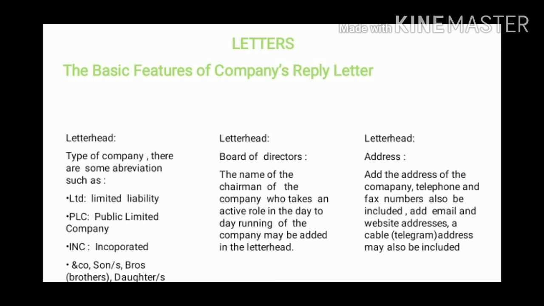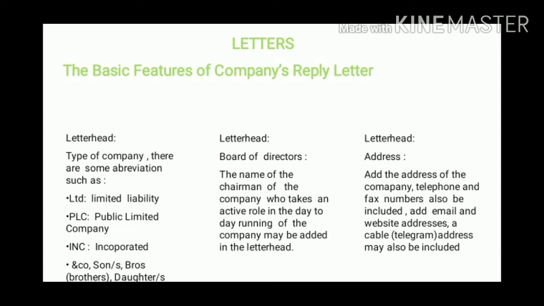The next is Board of Directors. The name of the chairman of the company, who takes an active role in the day-to-day running of the company, may be added in the letterhead. And then the next is address.